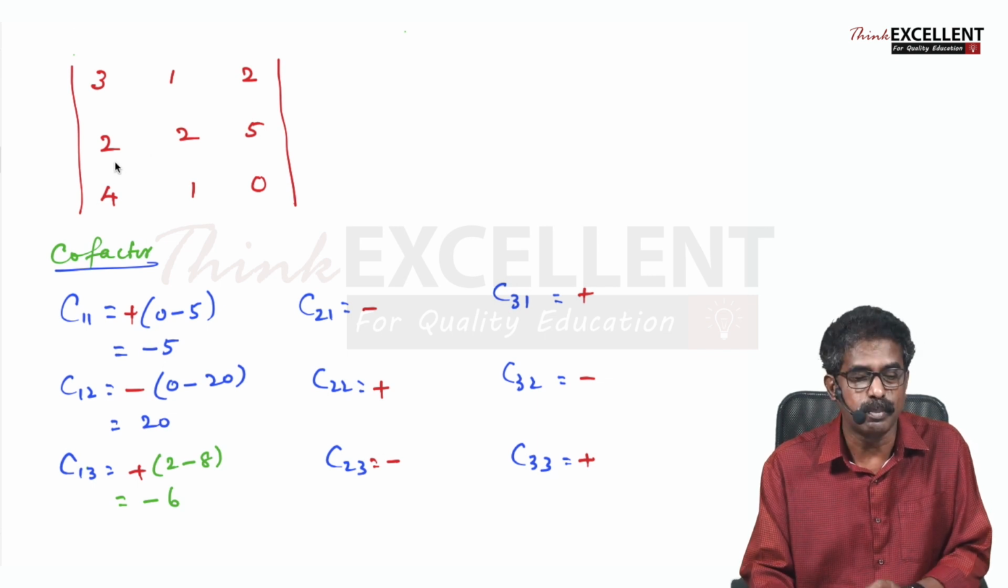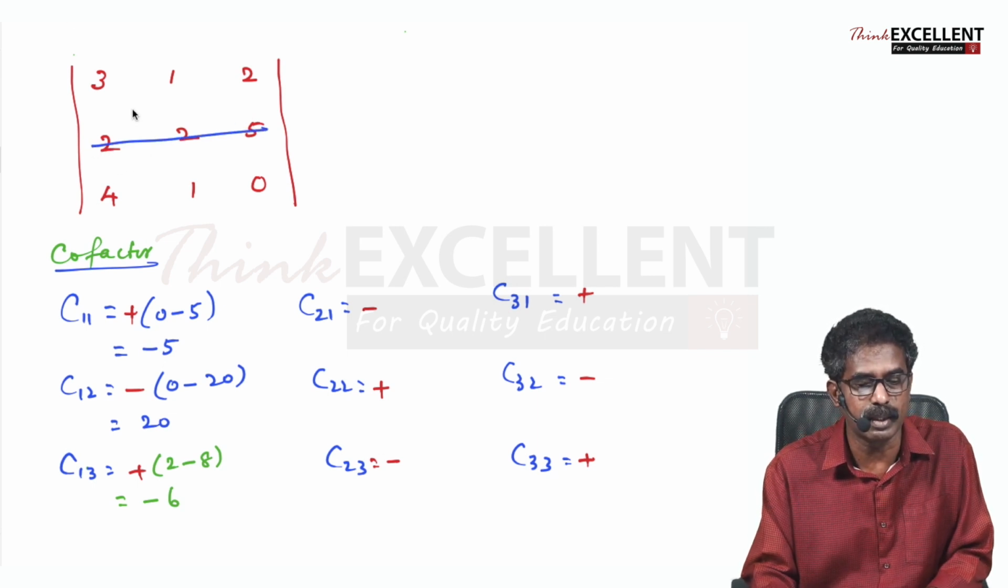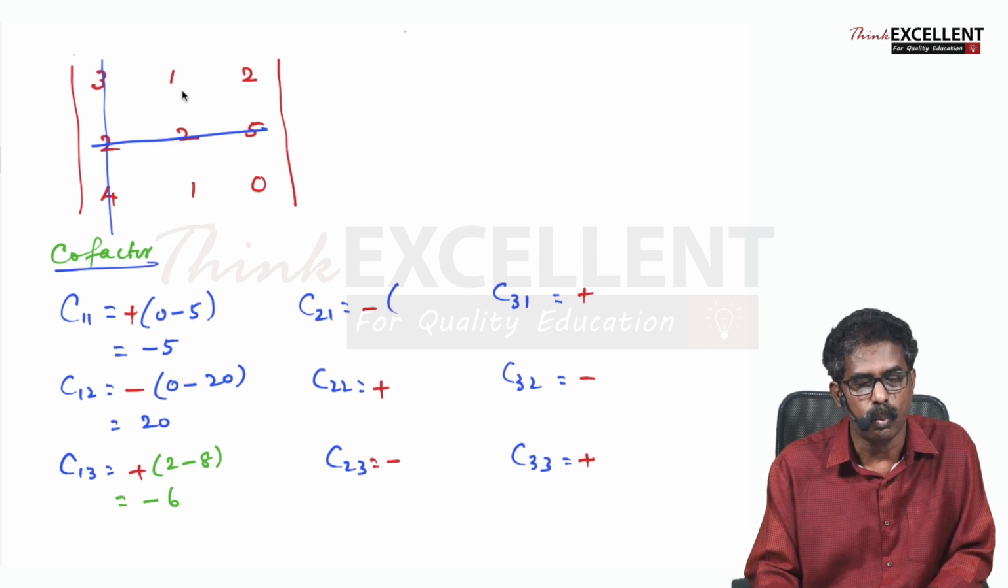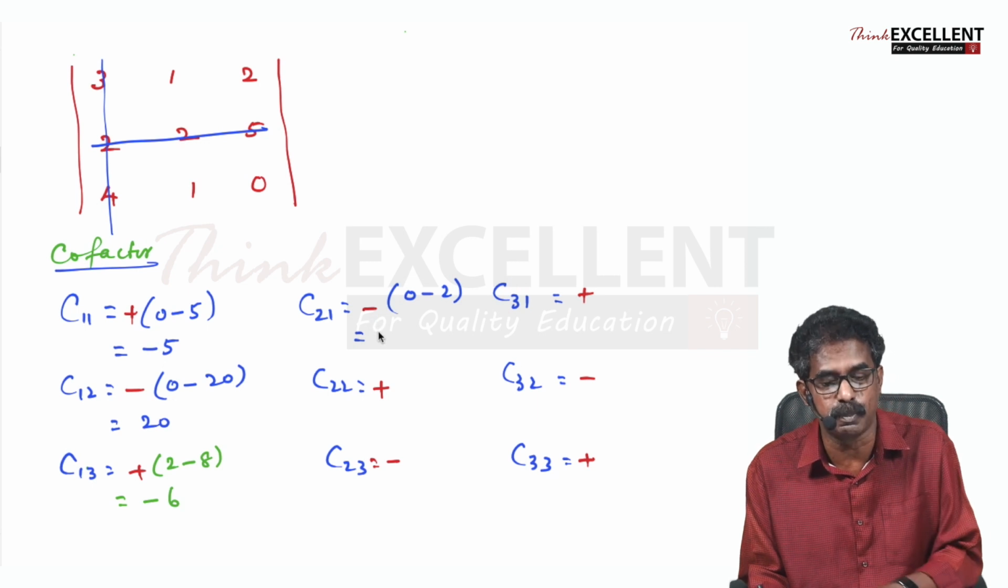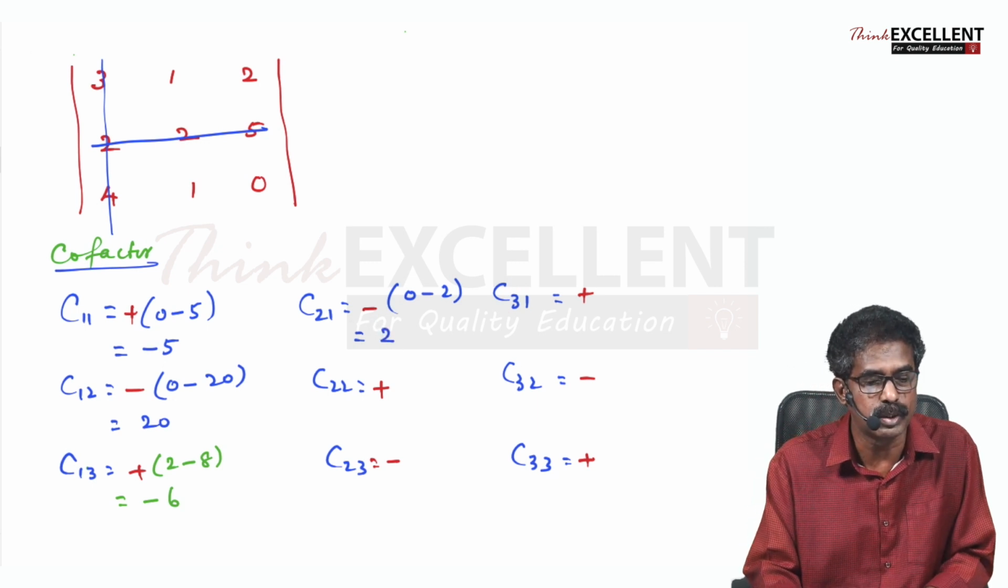2, 1. Now come to the second row. This 2. Leave that particular row, that column. So what you get? 1 into 0, 0. Minus 1 into 2, 2. So what's your final answer? Minus 2 is there inside the bracket. Outside a minus. Minus into minus plus. So the answer is what? Plus 2. So this is the minor for that term.